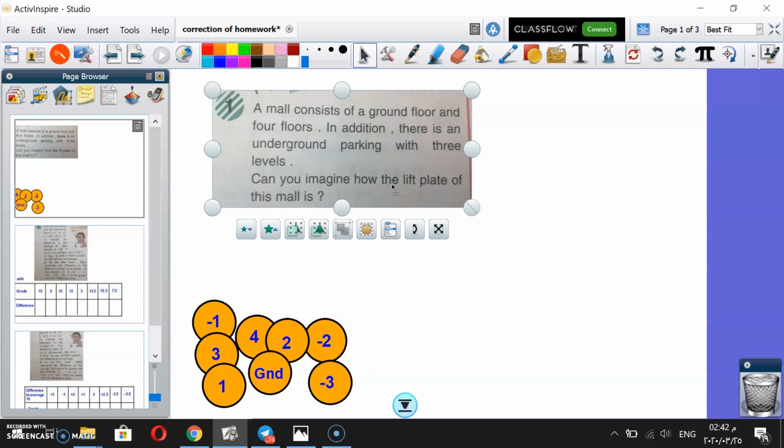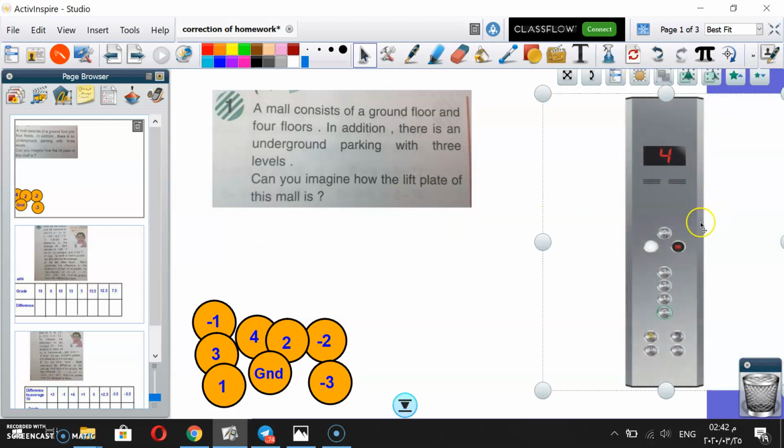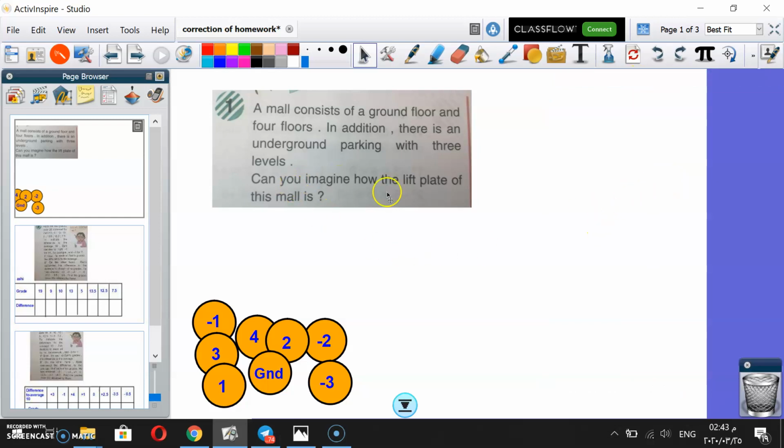Lift is the elevator or ascensor. So lift plate, in case you do not know what the lift plate is, this is the lift plate. We use it to go up or down. So we are going to imagine the plate of the elevator of this mall. So I will try to draw this mall.